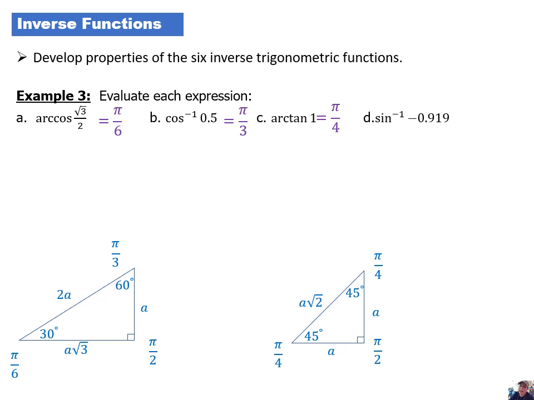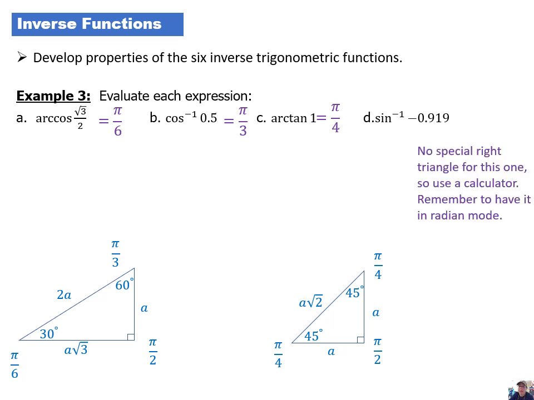And for this, we use the calculator. First off, we make sure it's in radian mode. We type in sine inverse, or second sine is usually what it is, negative 0.919. So no special right triangle for this one. We use the calculator, have it in radian mode, and we get that it's about negative 1.1655.